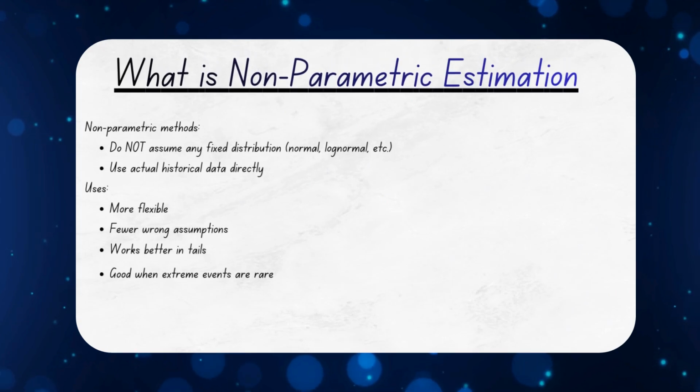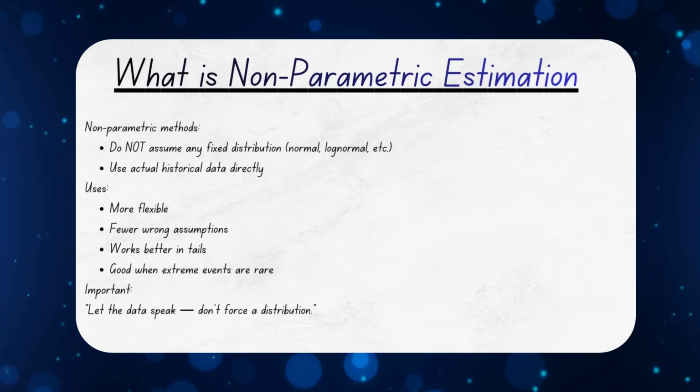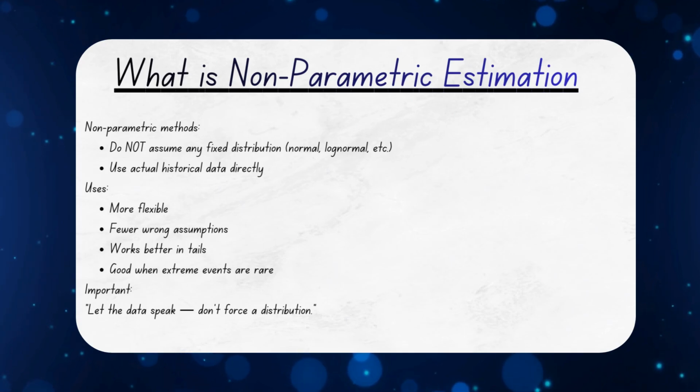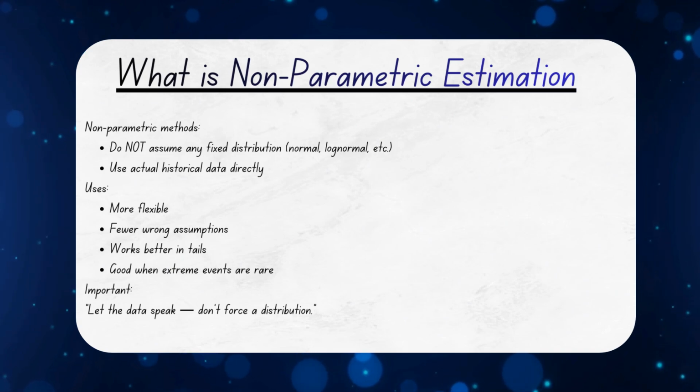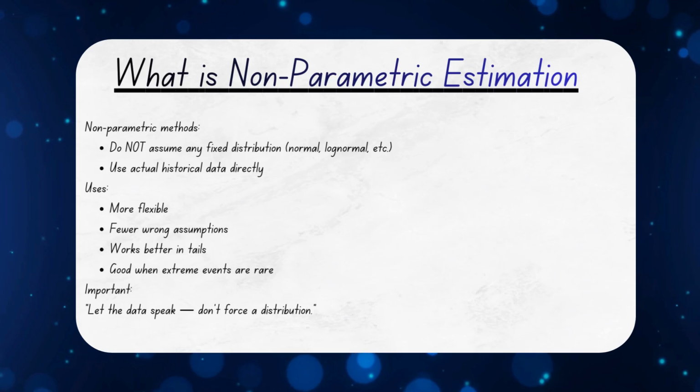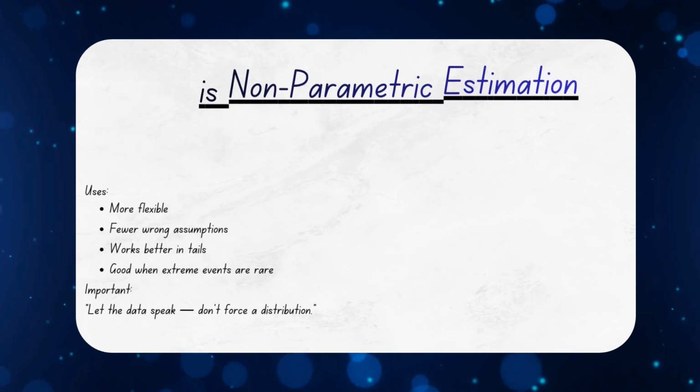Today, let's understand non-parametric approaches in risk management in the simplest way possible. The big idea is this. Instead of assuming returns follow some nice clean distribution like normal or log normal, we stop guessing and just let the data speak for itself. Non-parametric methods don't force any shape on the data. They directly use historical returns, which makes them much more flexible and especially powerful when we care about extreme losses or tail risk. And in real markets, tails matter way more than theory.